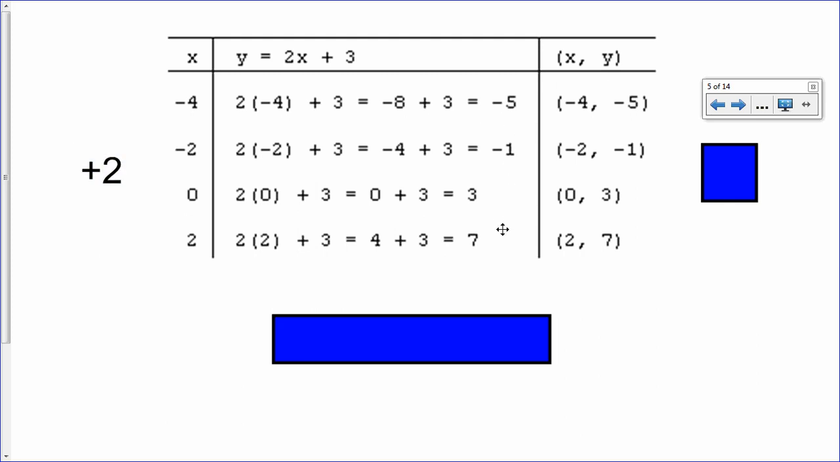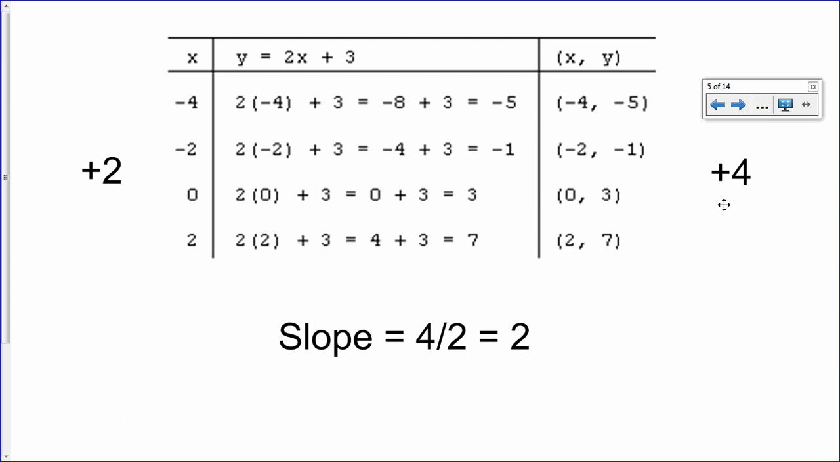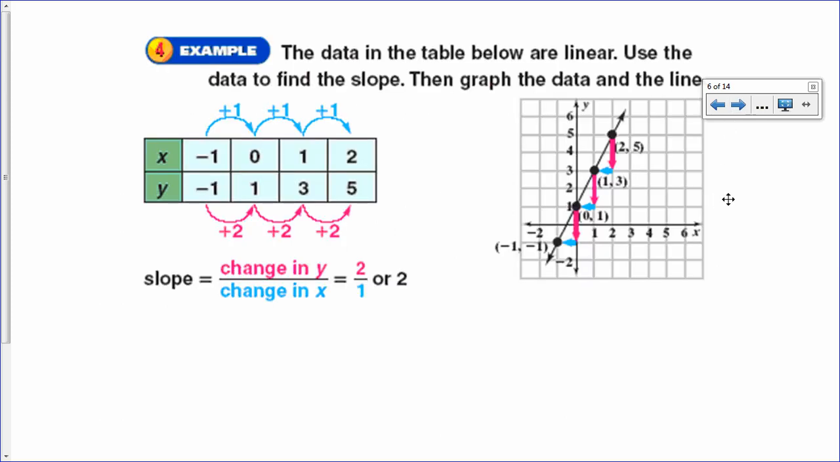You then want to look at your answers for your y's. Is that also consistent? In this case, your y answers go up each time by 4. So your slope is going to be the change in y, which is 4, over the change in x, which is 2. And we can reduce that and say that our slope is just equal to 2.